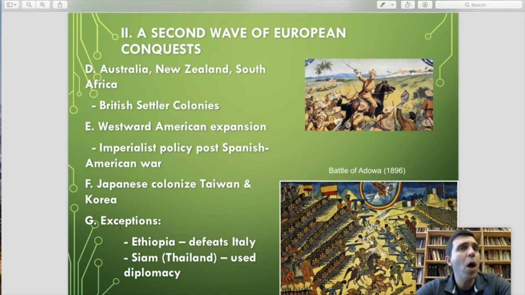Now, we can't say that all of these peoples, these areas in Africa and Asia are taken over. And we'll note two specific examples that can be very helpful for you. The first will be the area called Ethiopia. And there is a modern-day nation of Ethiopia in East Africa.